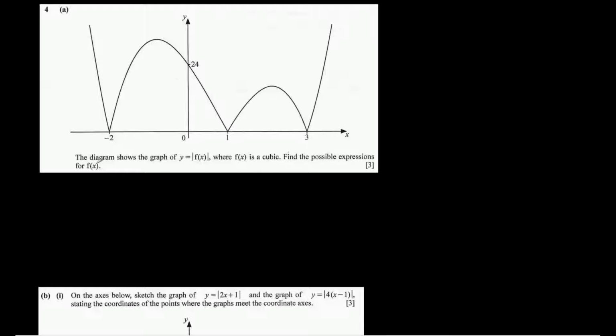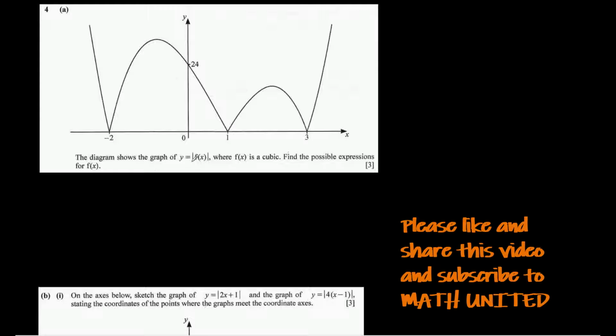Question number 4. Okay, the diagram shows the graph of absolute f(x), where f(x) is a cubic function. We can see because of absolute everything is positive. Find the possible expressions for f(x). What are the possible expressions for f(x)?